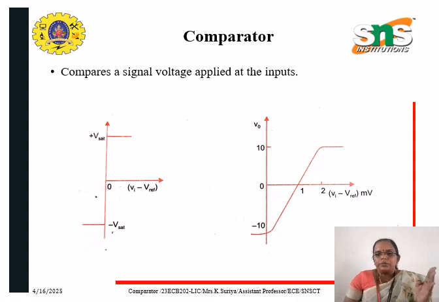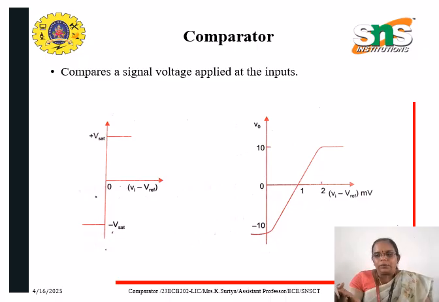So here we have shown the ideal and practical characteristics of a comparator. It will compare the two signals and provide an output, either a high or low output. Here the high output is given as plus VSAT and the low output is given as minus VSAT. The first one is the ideal characteristics. Here there is a sudden increase in the signal characteristics because it is an ideal one.